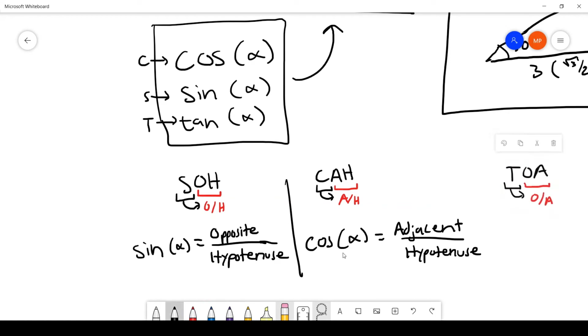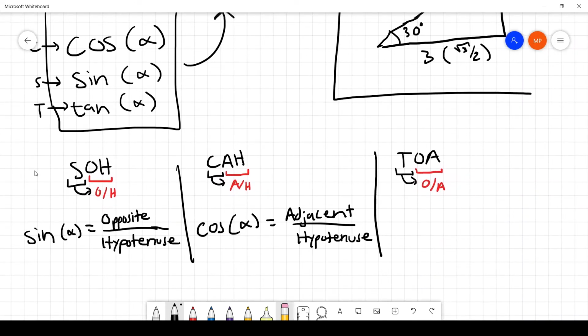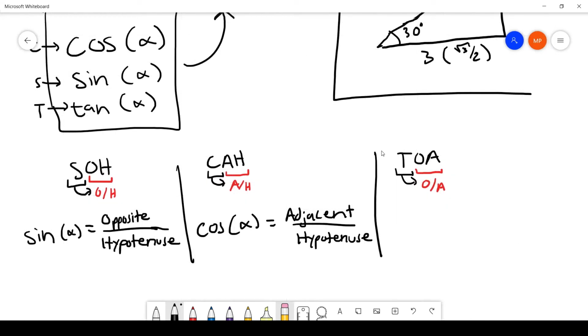Scoot that over. And then for tangent, it's been mentioned previously, but if you don't want to worry about treating this as memorizing, you don't have to, because if you just want to remember Sohcahtoa, then that's all you need to know.